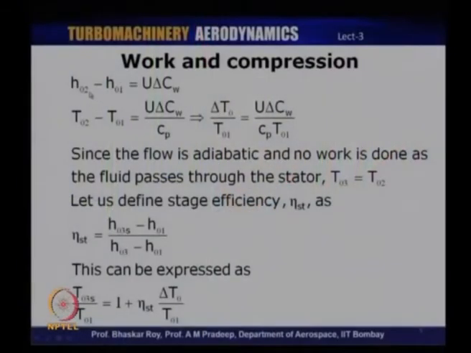So, what we can do is equate delta H across the rotor, that is H02 minus H01, to the work done on the flow, that is U times delta Cw. Now, we will express the enthalpy in terms of the temperature. The stagnation enthalpy difference is also equal to the stagnation temperature difference multiplied by Cp. So, T02 minus T01 is equal to U times delta Cw by Cp, which is also equal to delta T0 by T01, which is U delta Cw by Cp into T01.